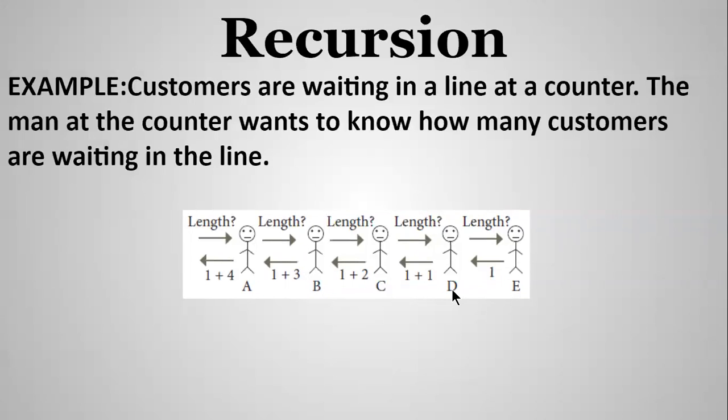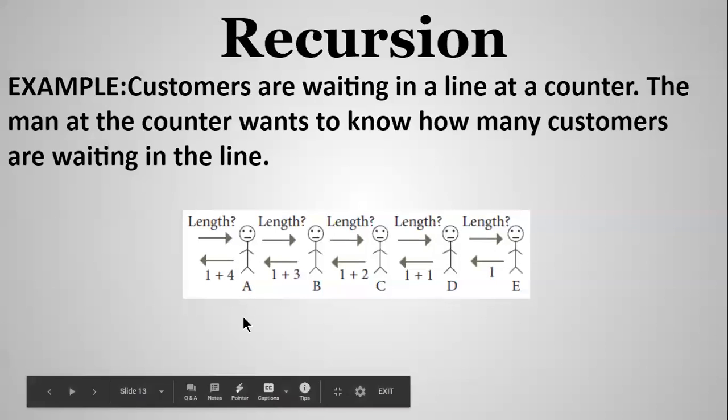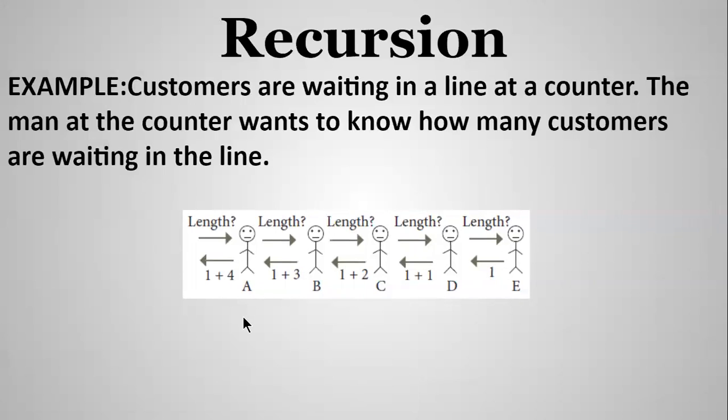So D will conclude. D will say to C that one student is at the back. C will say to B that two students are at the back. B will say to A that there are 3 students at the back. A will say to the teacher that there are 4 students at the back. So the teacher will come to a conclusion that including A, there are 5 students standing in the queue.